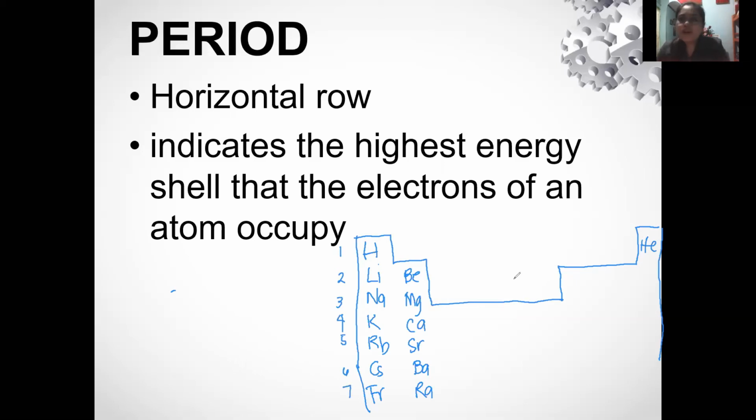So if you're asked, how many periods do we have in the periodic table? It's 7. And it represents the number of orbitals or energy shells na ino-occupy ng ating mga electrons. Which means, kung si hydrogen ay na-belong sa period 1, it means meron siyang nucleus and meron siyang isang orbital or energy shell. Diyan mo makikita ang electron ni hydrogen.